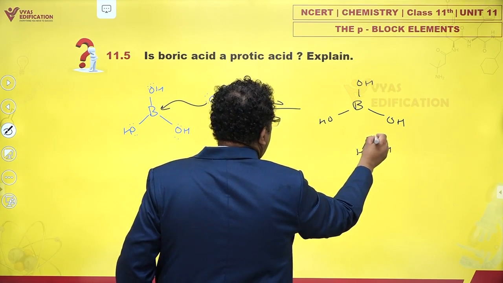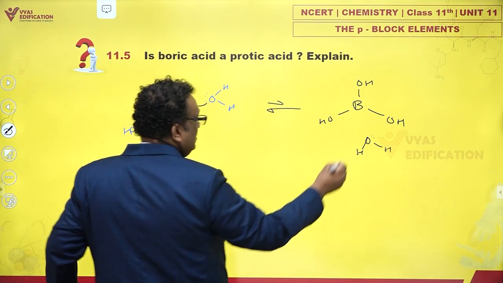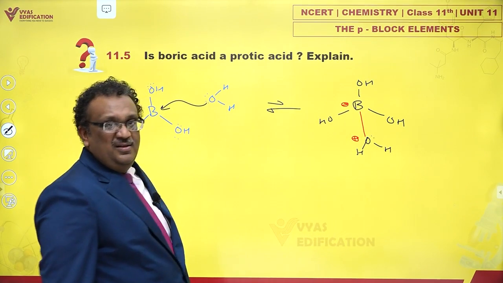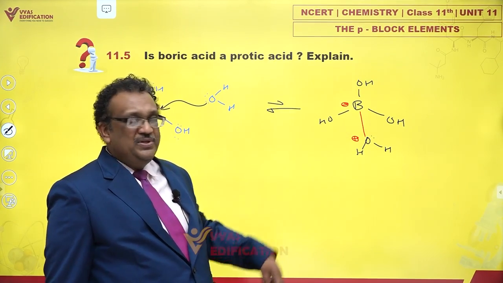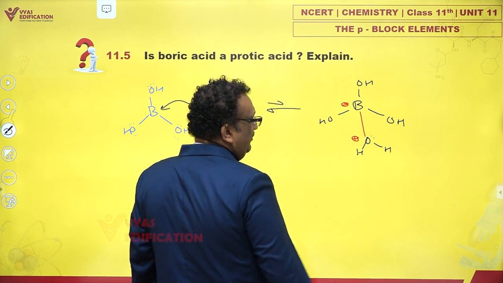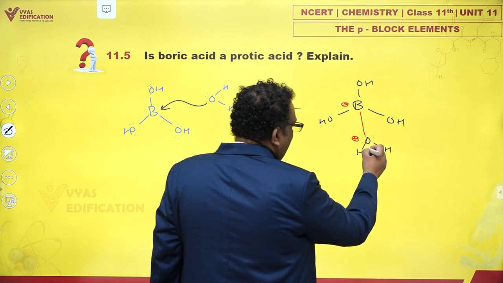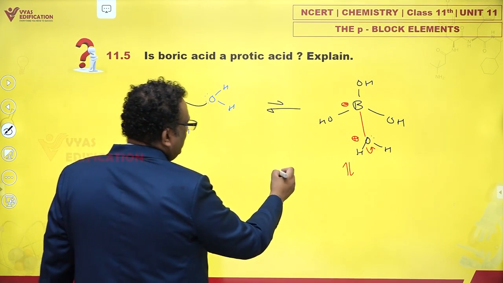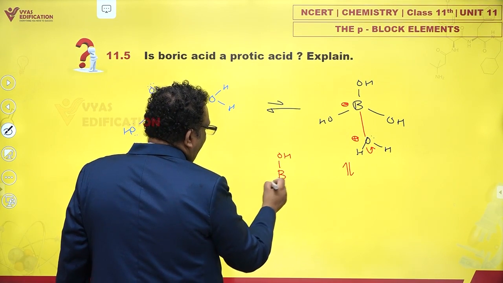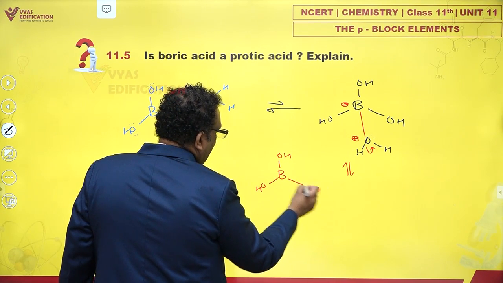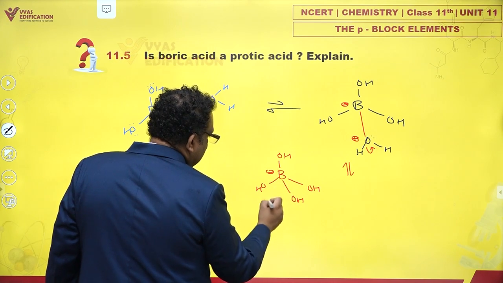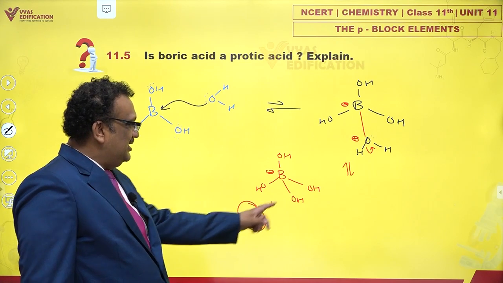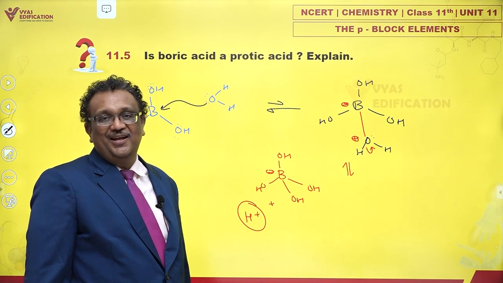Now, water has donated one lone pair of electrons like this. And what happens is, now oxygen, because it is getting plus charge, is irritated, it takes away one electron like this. Yeah, it takes, and it pushes away H plus. So I am left with B(OH)4 minus and H plus. This is one H plus which can be donated like this.